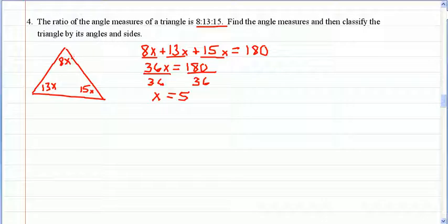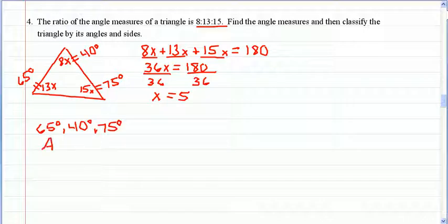So that means 8x is equal to 40 degrees. 15x, 15 times 5, is equal to 75 degrees. And then 13x, 13 times 5, is 65 degrees. So our three angles are 65, 40, and 75. All of the angles are less than 90, so it's an acute triangle. And since they're all different, that means all of the sides are different, so it's also scalene.